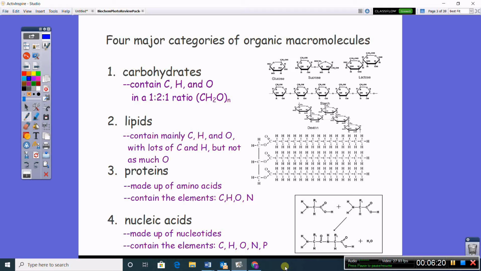And then nucleic acids. Nucleic acids are made up of nucleotides. So nucleotides are going to be the building blocks of nucleic acids. And just keep in mind that nucleic acids are things like DNA and RNA. And as far as the elements that nucleic acids contain, they're going to contain carbon, hydrogen, oxygen, nitrogen, and then remember they're going to have phosphorus because of the phosphate backbones, the sugar phosphate backbone, because of those phosphate groups.